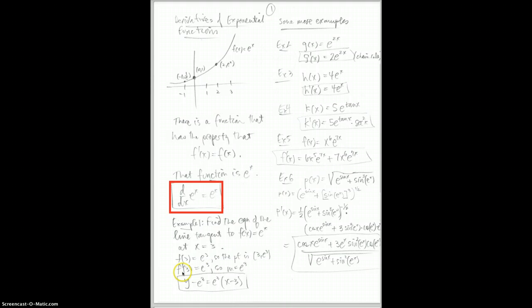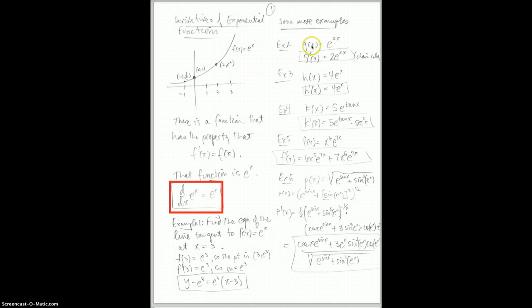So the derivative of e to the x at 3 is e to the third, because the derivative of e to the x is e to the x. So the slope is e cubed. Therefore, the equation of the tangent line is y minus y1 equals slope times x minus x1. That's the equation of the tangent line to the graph at x equals 3.